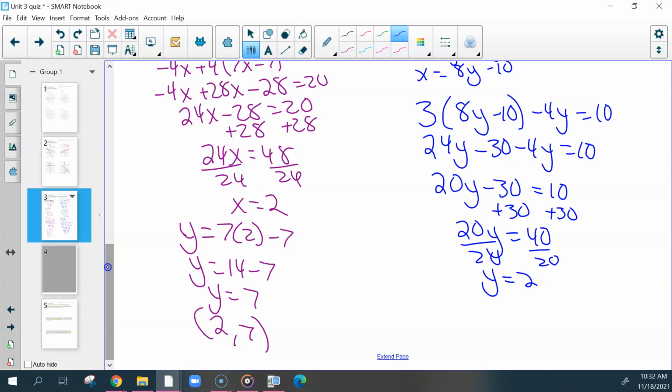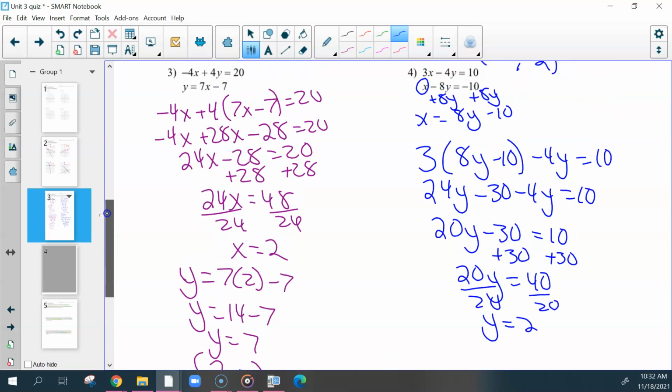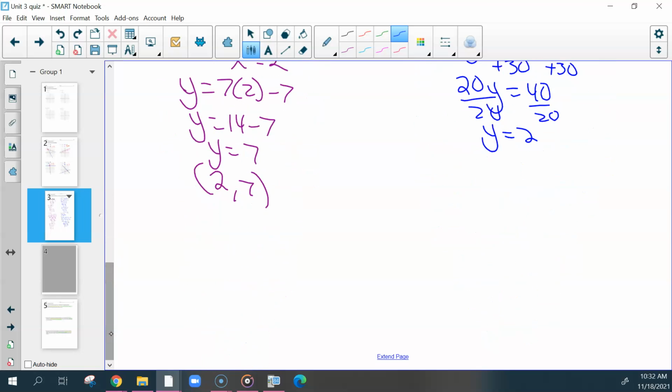Put this back in to your x equation to find what x equals. What was that? 8y minus 10. So this would be 16 minus 10, or just 6. So your ordered pair would be 6.